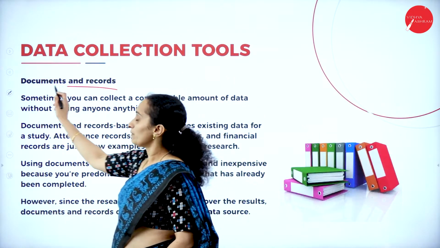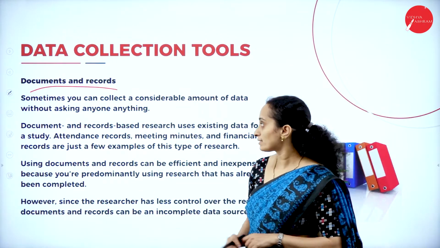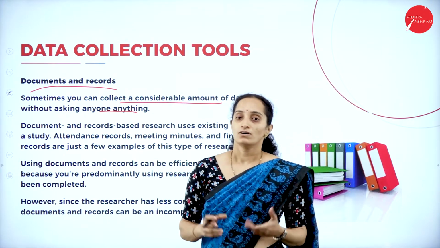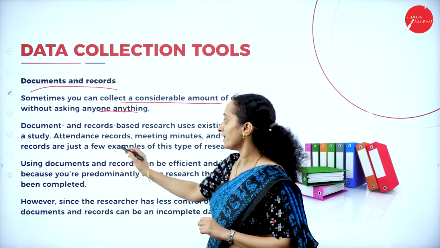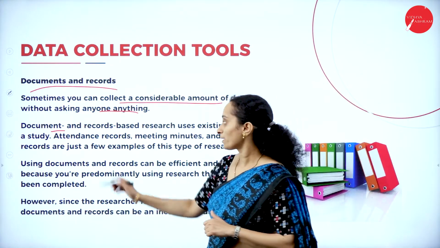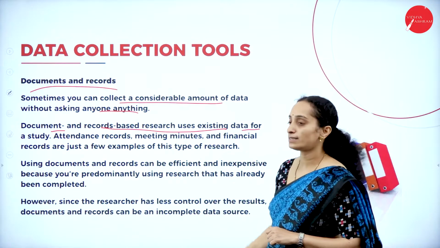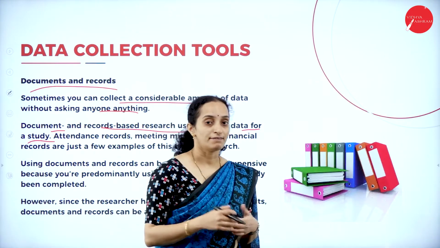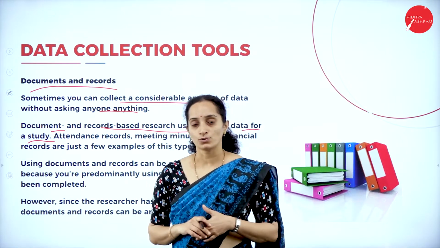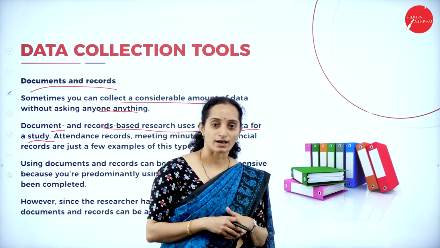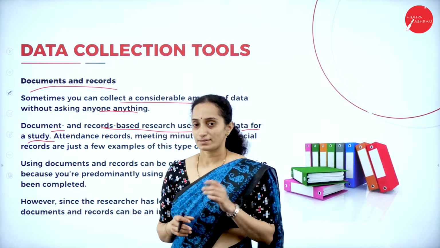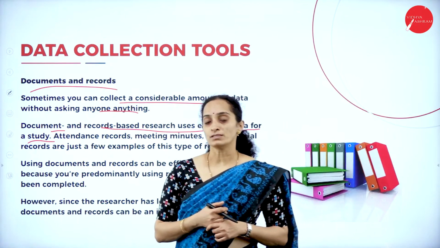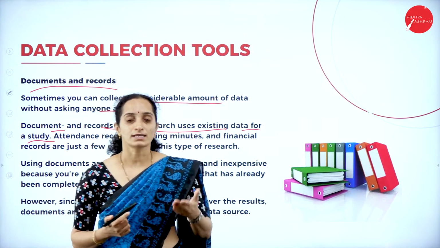The next thing is documents and records. Collecting the documents and the records. Sometimes you can collect a considerable amount of data without asking anyone anything. You are not going to observe, you are not going to ask anything to anybody. Instead, you are collecting the data through the documents. Okay? Record-based research uses existing data for a study, like for an aviation company that has 10 jets used in international flights. You need not ask questions about how your service is to the commuters or how they are feeling. You can check the documents for a particular period.